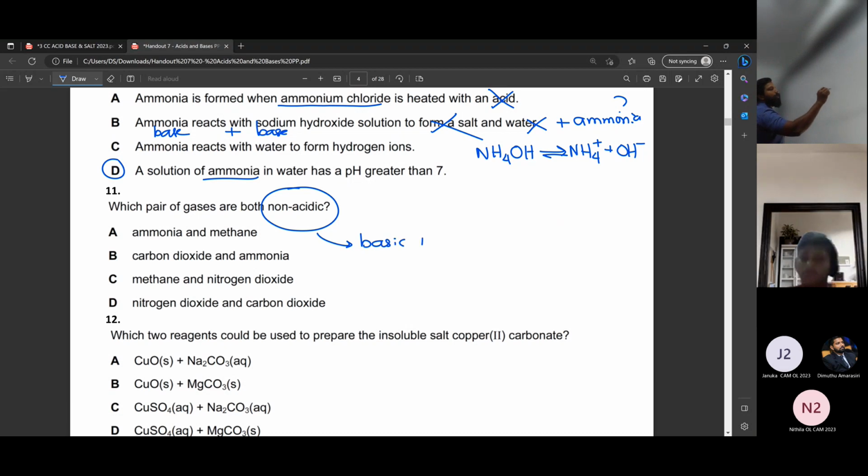It can be neutral. Many people think non-acidic means what? Basic only. Exactly the opposite, right? So ammonia is basic. How about methane? Methane is a hydrocarbon, so it's neutral. So we can answer directly.